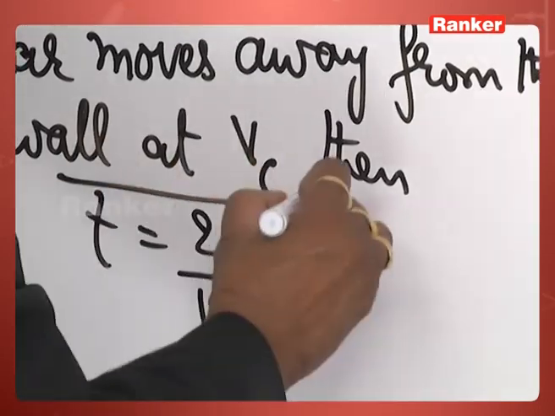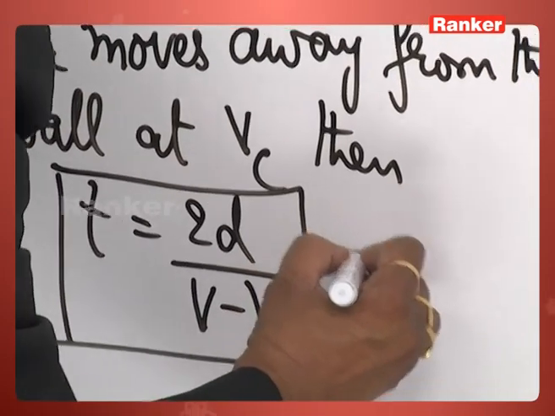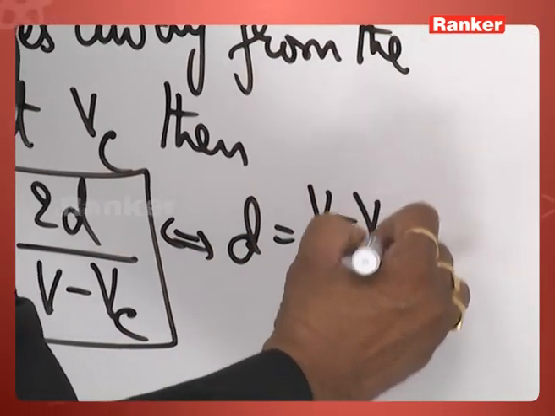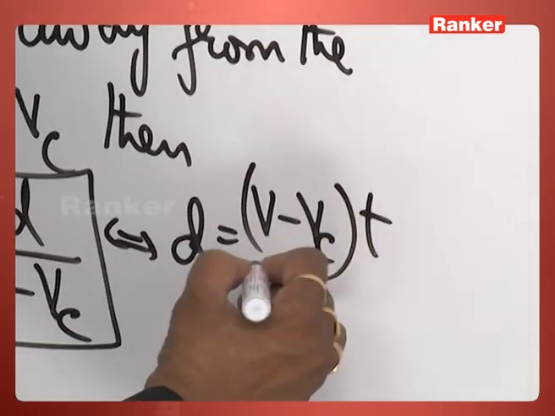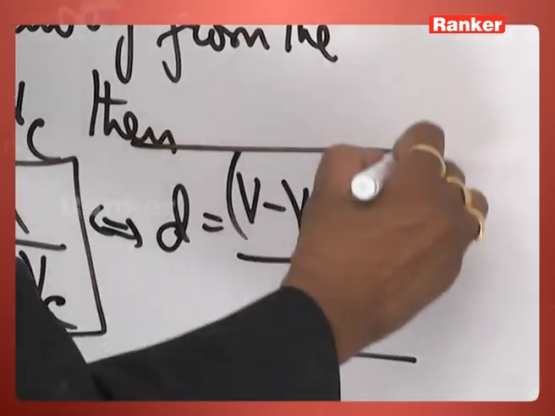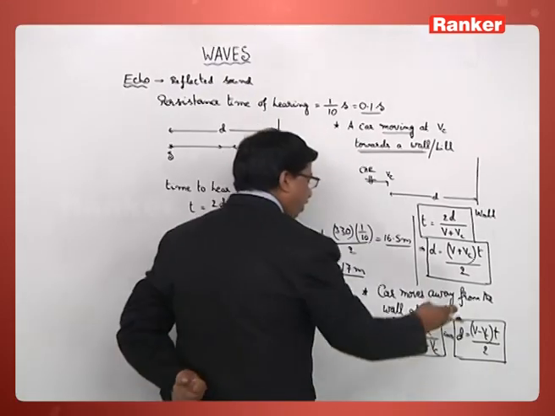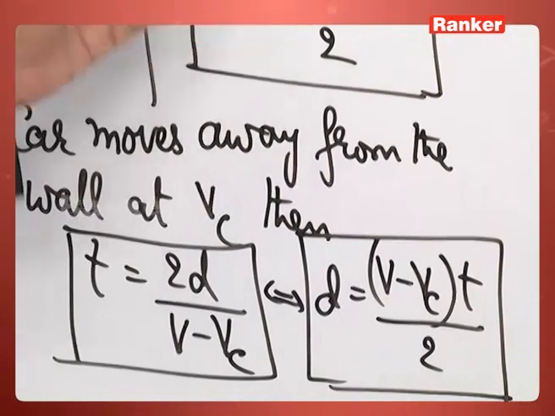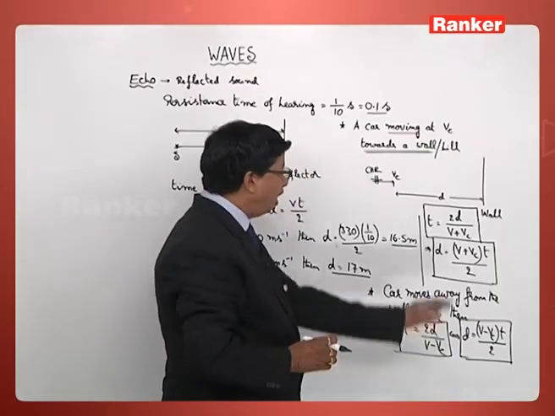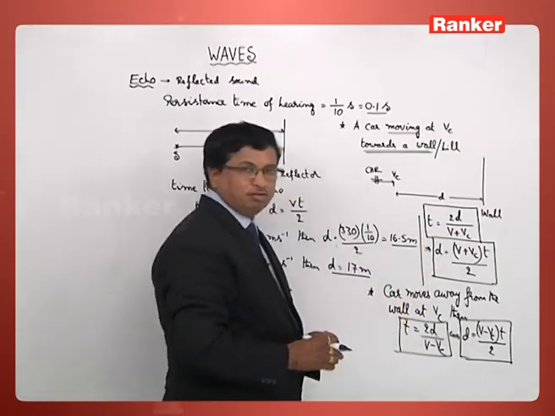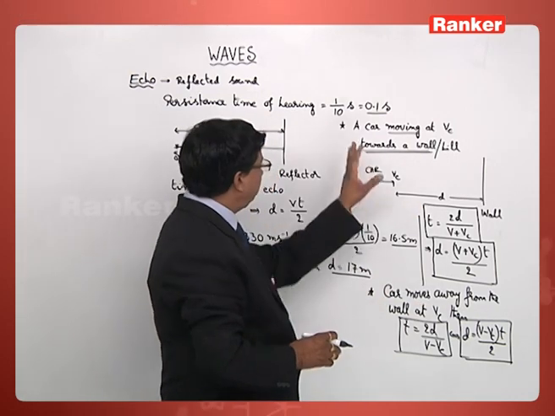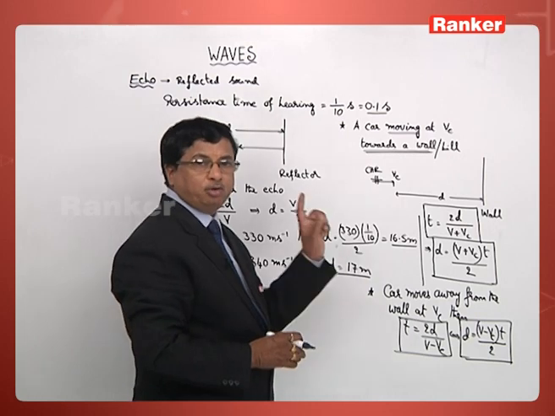In other words, you can even write the same equation this way also, that D is equal to (V minus Vc) into T by 2. This is the equation for the distance at which that fellow has blown the horn for him rather to hear the echo after say t seconds. This is actually one of the applications they can ask you as far as echo is concerned.